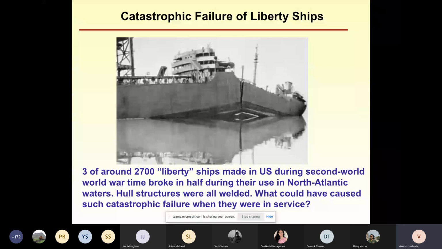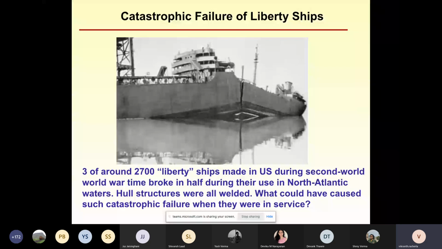Why does failure happen only in some and not in all of them? Many times it can be a combination of many things. One is maybe in these ones the defects were much more as compared to the other ships.